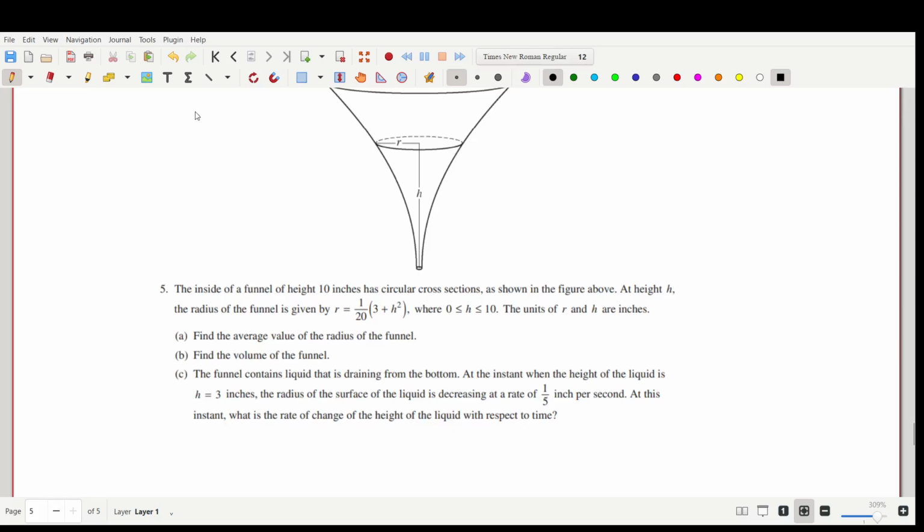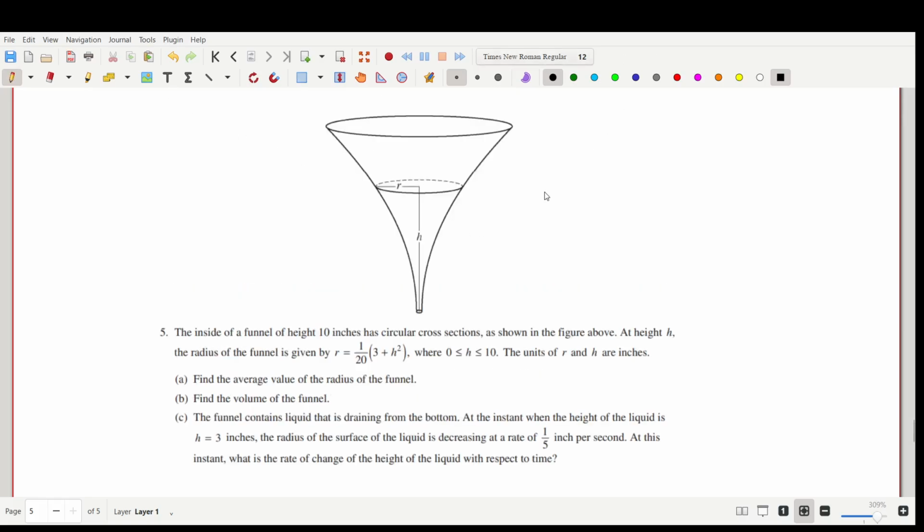The inside of a funnel is given, 10 inches high, cross sections at height h, the radius is whatever. Find the average value of the radius. So literally find the average value of that guy on 0 to 10. That's super easy. You just integrate from 0 to 10, or 1/10, 0 to 10. Let's see, R average.